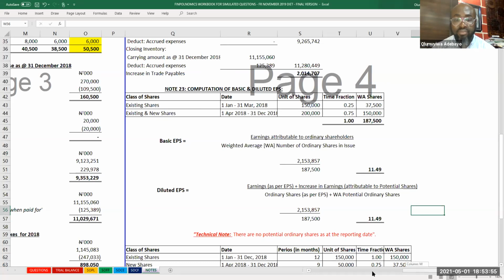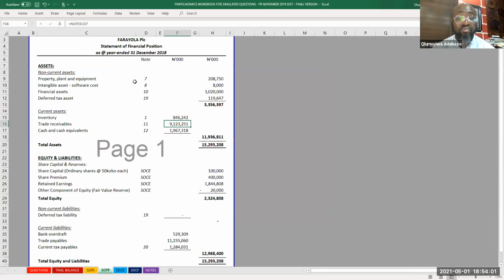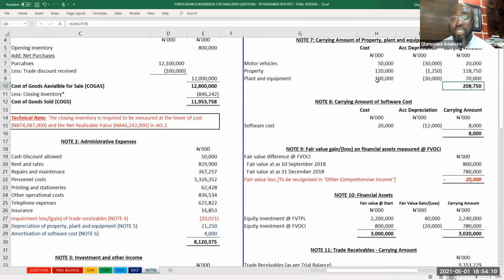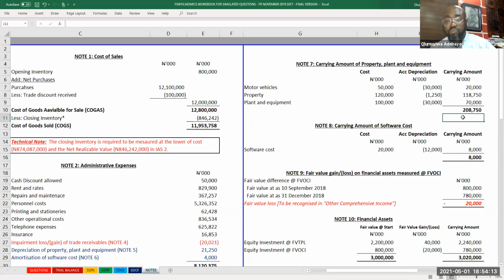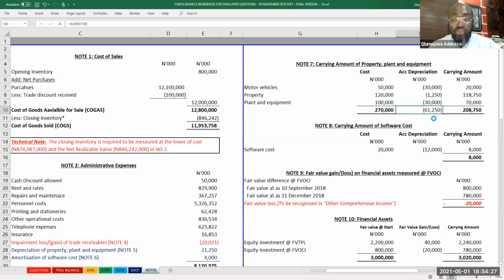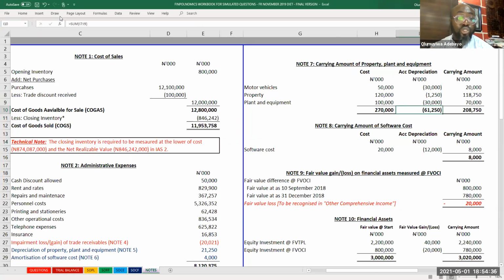Any other information here? Now, your balance sheet. How do you arrive at our balance sheet? Our balance sheets are flowing from each of the notes. Note 7. Note 7 is where we have our cost of assets, our total cost from the travelers is 270. Our accumulated depreciation from travelers plus the additional depreciation for the period is what we have here as at 61,250,000 naira.